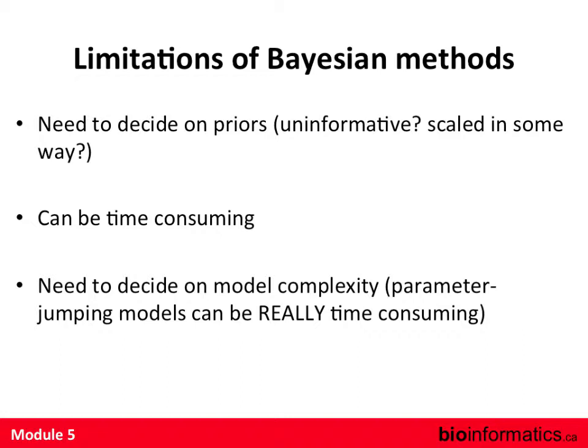Bayesian methods can take forever, as anybody who's trying to build a MrBayes tree with 50 leaves in it would know. And it's a mixed blessing, deciding on model complexity, because you have the opportunity to basically model whatever the heck you want in your data. But the more parameters you add, the longer it takes to fit that model, and the more likely you're going to get very unstable estimates of your parameters. Right. So you do have to be fairly careful with that.